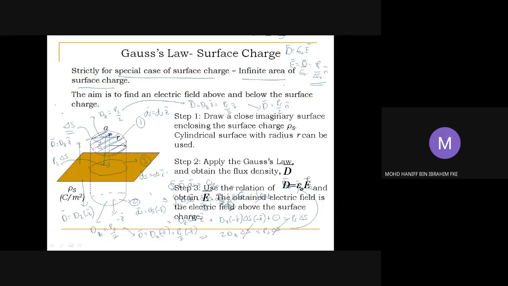Okay, any question for this case of Gauss's law, for the case of infinite surface charge distribution? Doctor, may I know why there is the 0 for the surface 3 closed surface integration? All right, thank you for the question.